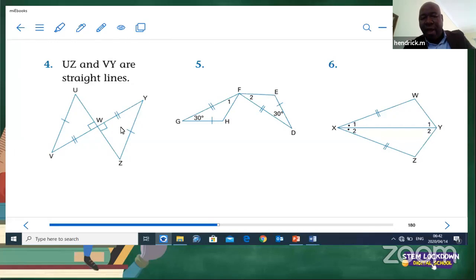And if you look at 5 as well, you've got 30 degrees. You also have 30 degrees. You've got a side and a side. Side and a side. All right. Now the two corresponding sides and an angle. So you'll have side, angle, side. And of course, the same goes for the last one.